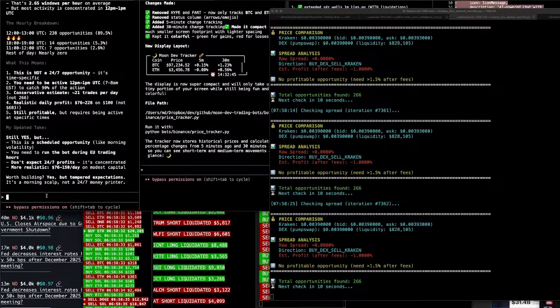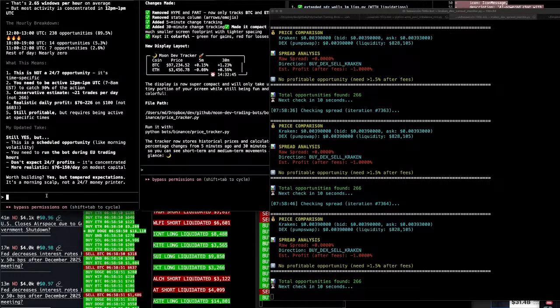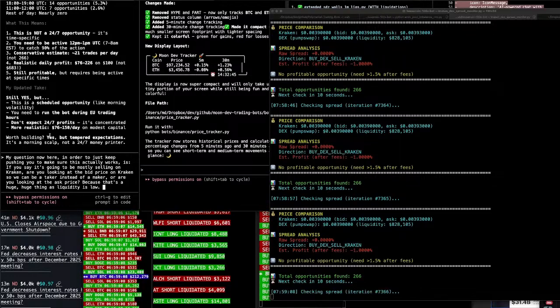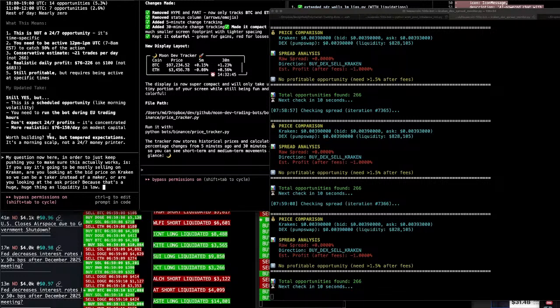Okay. So my question now, in order to just keep pushing you to make sure this actually works, is: if you say it's going to be mostly selling on Kraken, are you looking at the bid price on Kraken so we can be a taker instead of a maker, or are you looking at the ask price? Because that's a huge thing as liquidity is low, and there's not a lot of volume to fill maker trades really quickly. So let me know what you think about that. I know on Solana, it's always being a taker, so we can get into the trade, no problem. The thing I'm worried about is the Kraken side.